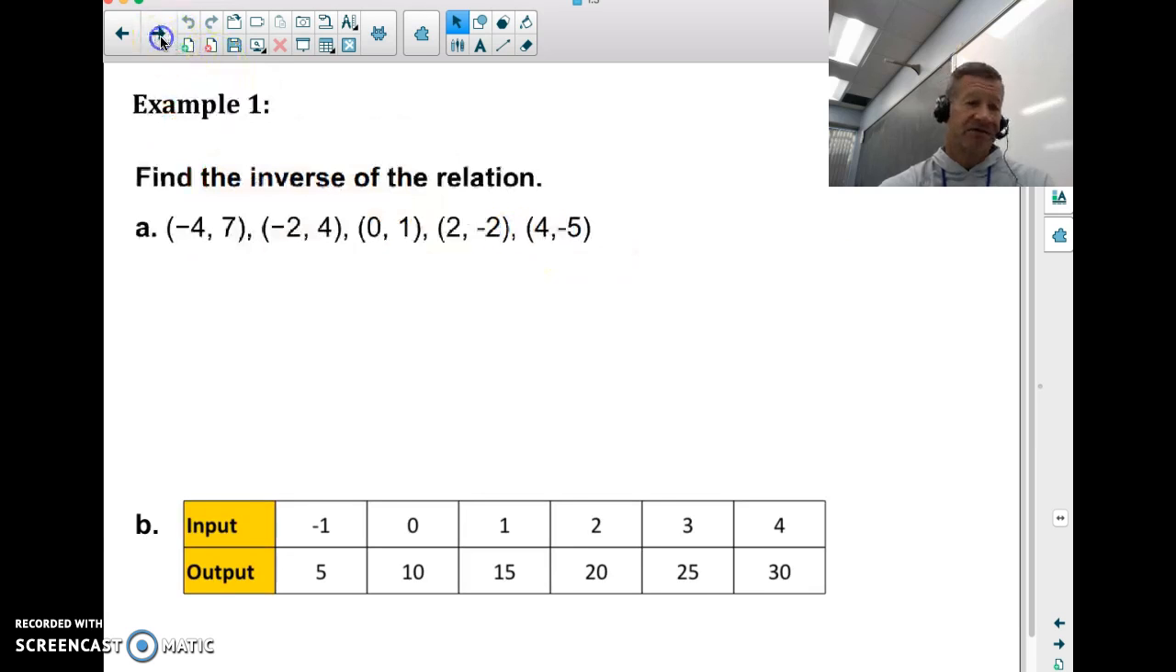Okay. So in example 1, we're going to find the inverse of each of these relations. This first relation has the ordered pairs (-4, 7), (-2, 4), and so on.